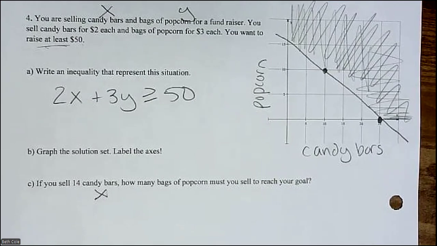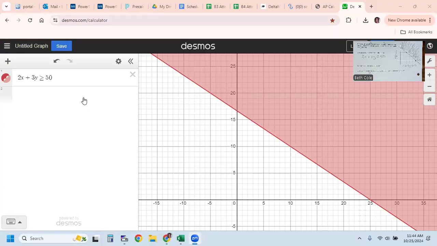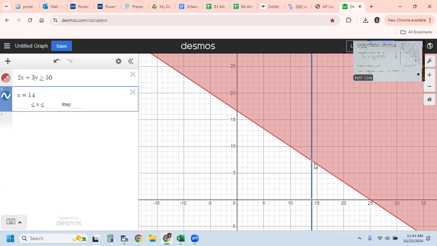Estimation is a very important skill to have. That's fine that you're eating, but still look up here, okay? Estimation is a really good skill to have. You want to be thinking, does my answer make sense? Now, what did we say candy bars was? X. Are you watching what I'm typing? X equals 14. You click on the intersection.